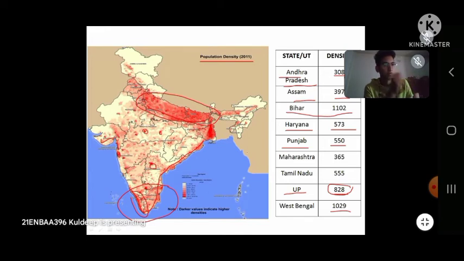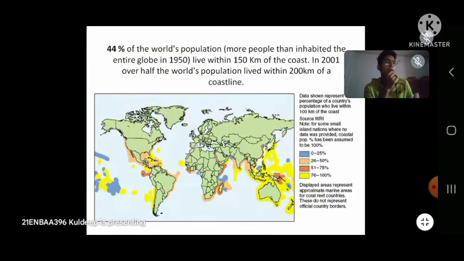Now let's move on. As I just mentioned, the population in the coastal areas is a lot higher, a lot more than the inner areas. So you can see that 44% of the world's population lives within 150 kilometers of the coast. As you can see, the coast is seen in this area. These are the coast. We are here talking about 150 kilometers.